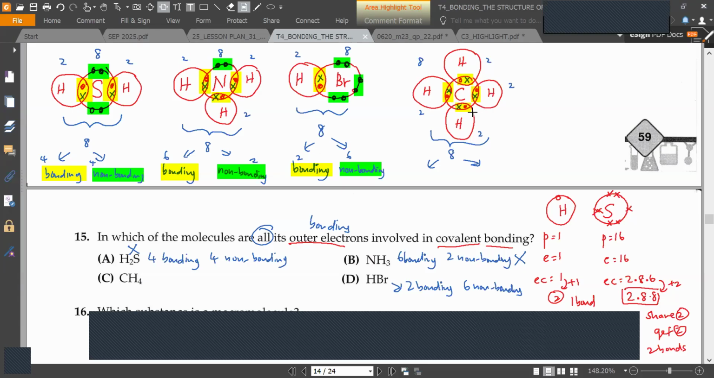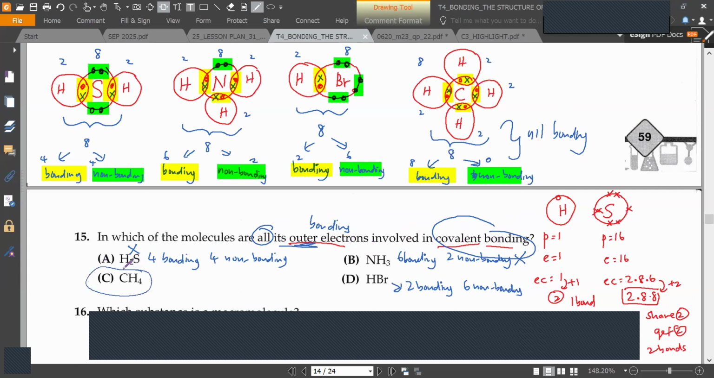So we can see bonding is 8 bonding electrons. How about non-bonding? Non-bonding, we can see here, this is 0. We don't have any non-bonding electron, which means this one is all bonding. All the outer electrons are involved in the covalent bonding. So our answer will be C. That is the concept for this question.